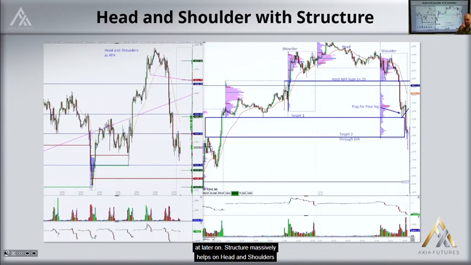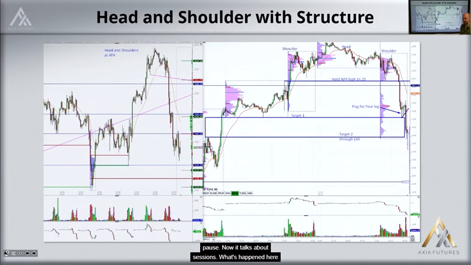Structure massively helps on head and shoulders patterns as well. That as the head and shoulders pattern breaks, you can add to that a structure as well, that this is a turning around of a wider situation, a wider context. All of a sudden, this takes on so much more power. So what we've got here then is an hourly chart on the S&P hitting record highs on the back of non-farm payrolls. So this move up here is this break up here. And then a head and shoulders pattern forms.